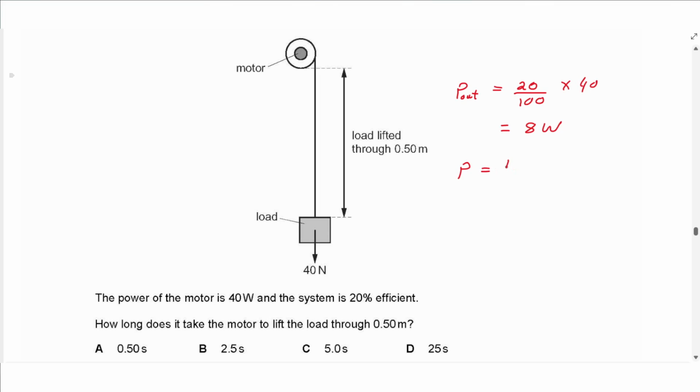Then we can use the equation power is equal to work done over time, or force multiplied by distance over time. So the time would replace the power, and we have time is equal to force times distance over power. So we have 40 newtons multiplied by the distance 0.5, and then we divide by the power 8. That gives an answer of 2.5 seconds, so we choose B.